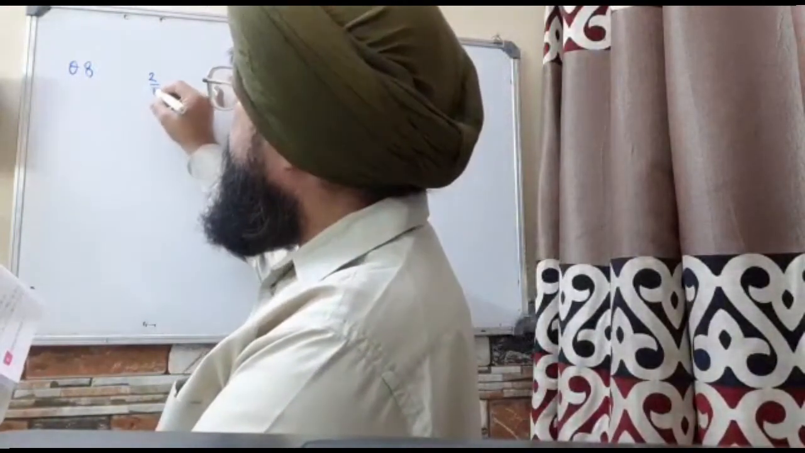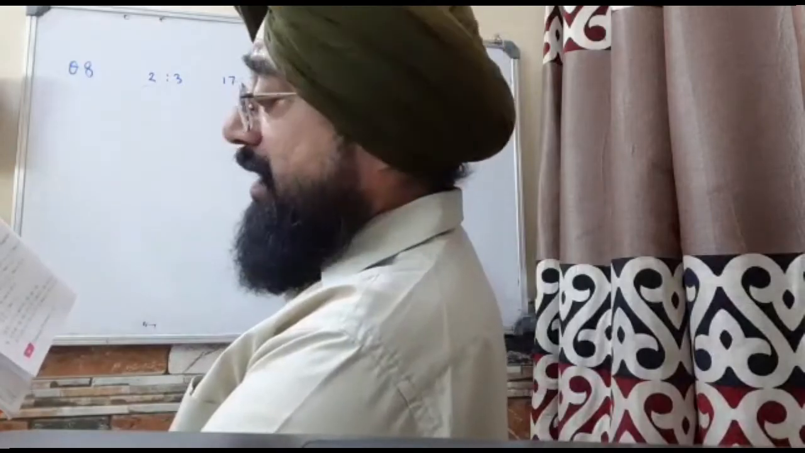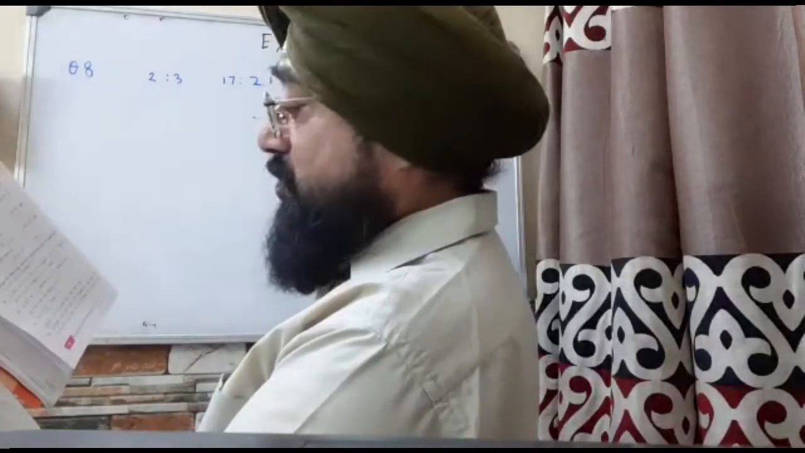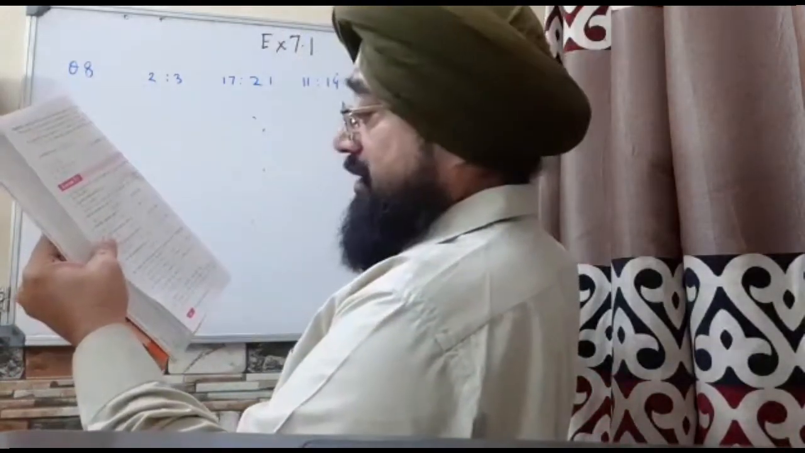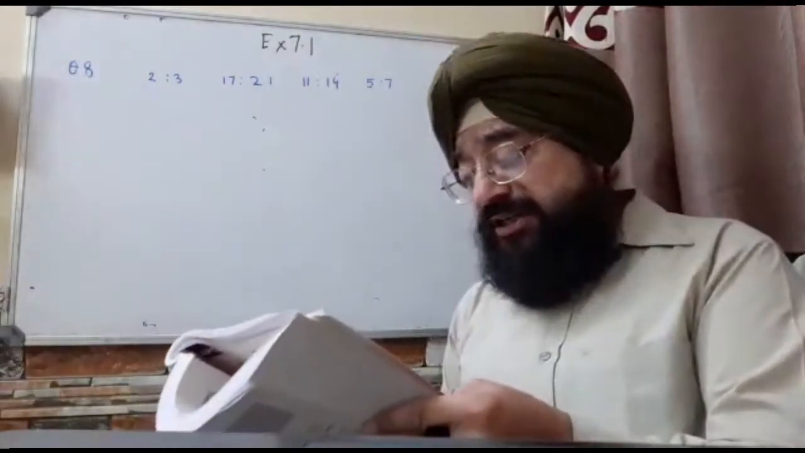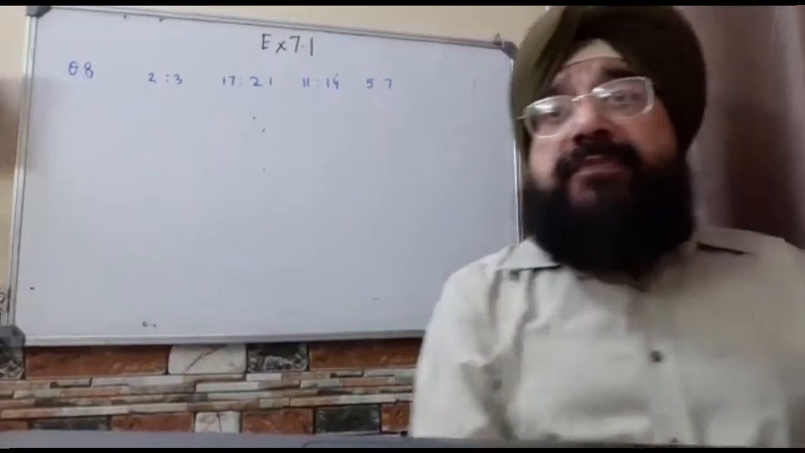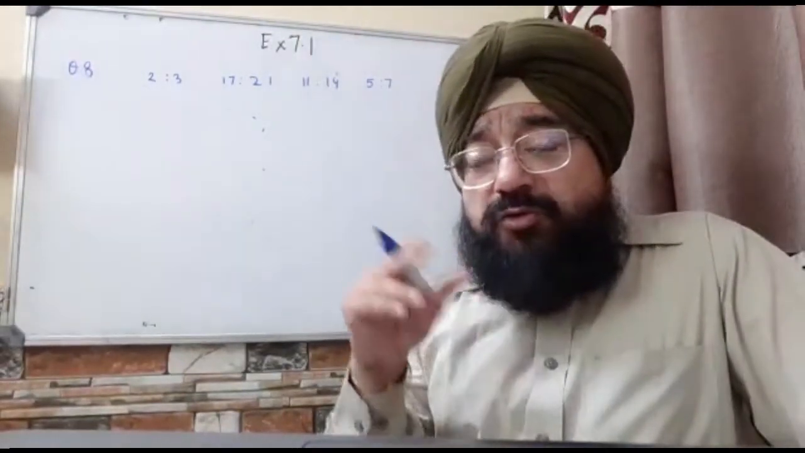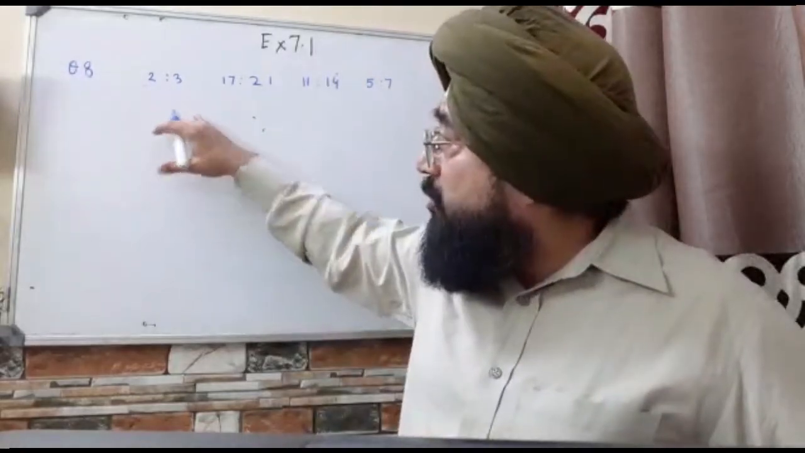To find, 2 is to 3, 17 is to 21, 11 is to 14 and 5 is to 7. There are 4 ratios given and you need to arrange the following ratios in ascending order of magnitude. Ascending meaning छोटे से बड़ा, descending मतलब बड़े से छोटा, ascending मतलब छोटे से बड़ा, so smaller to bigger.